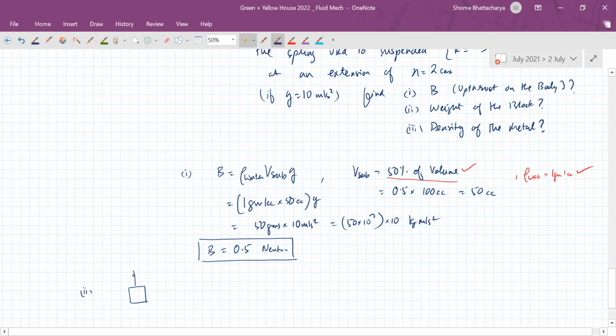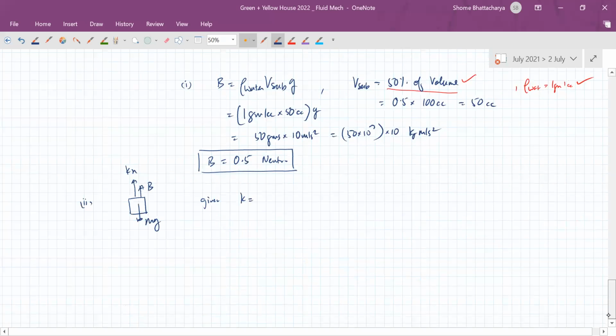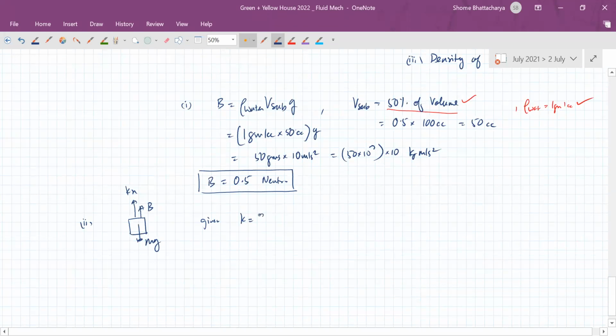So we will see the forces acting are the spring force, the upthrust or buoyant force, and weight. Now again, things are given to us. It's given that the spring constant is 3 newtons per centimeter, right? And the extension is 2 centimeters. So kx plus buoyant force should balance the weight.